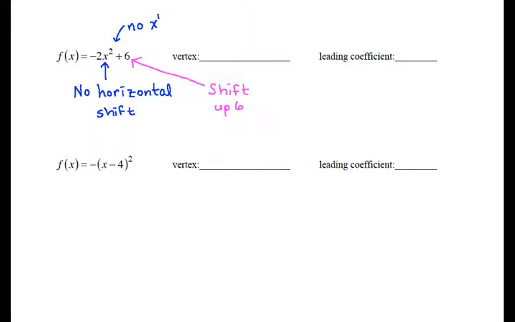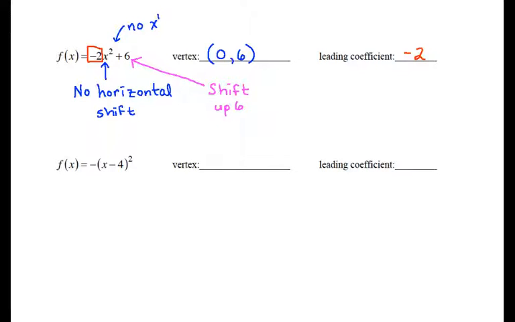So if I don't move at all in the x direction and I do move up 6 in the y direction, then I can see my vertex would shift from the origin to the point (0, 6). And my leading coefficient, again, is just the number that is multiplied by the x squared or by the whole squared expression, which in this case is -2.